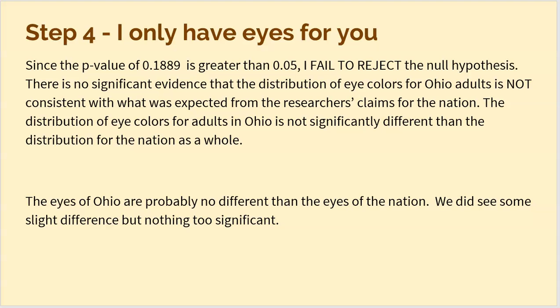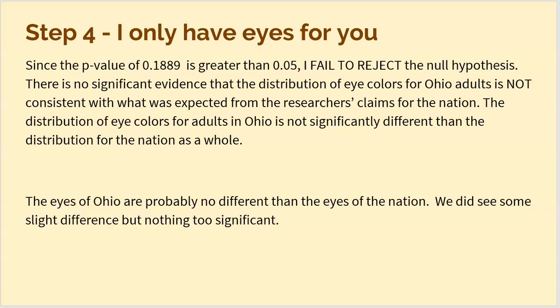All right, so here's my well-written conclusion based on this. Since the p-value of 0.1889 is greater than 0.05, I will fail to reject the null hypothesis. There is no significant evidence that the distribution of eye colors for Ohio adults is not consistent with what was expected from the researchers' claims for the nation. So yes, we did see a distribution that was not exactly matching up with what we expected, but it wasn't so far off that we could claim Ohio is crazy and different than every other state in the nation in terms of eye color, okay?